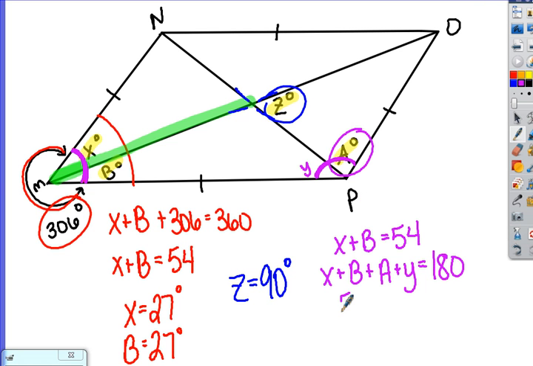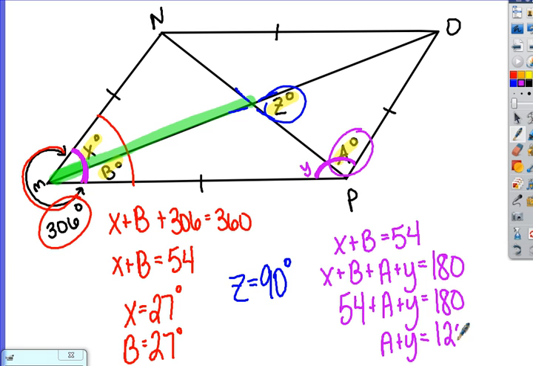Now, if X plus B equals 54, we can then assume that A plus Y together are going to equal 126. Now, going back to rhombus proof number 3, we know that when a diagonal bisects, it bisects the angle. So that means it splits that angle in half. So A and Y are the same. They are half of 126, which means that A then has got to be 63 degrees.